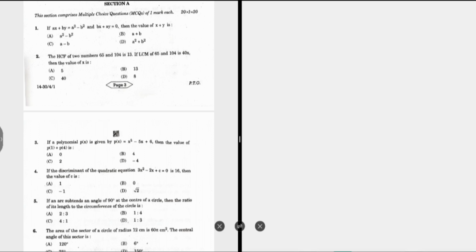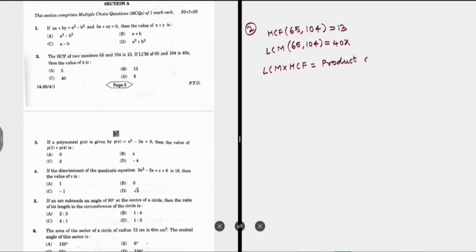Let's see question number 2. In question number 2, we have HCF of two numbers. It is given that HCF of 65 comma 104 is equal to 13, and LCM is also given. LCM of 65 comma 104 is given as 40x. We know one concept, LCM into HCF is equal to product of two numbers.